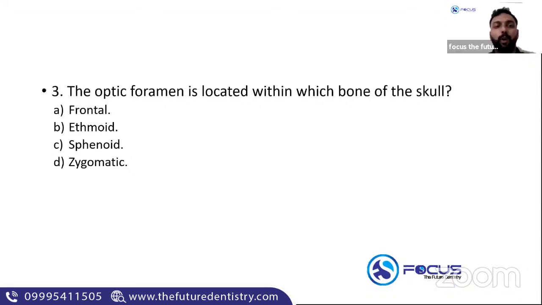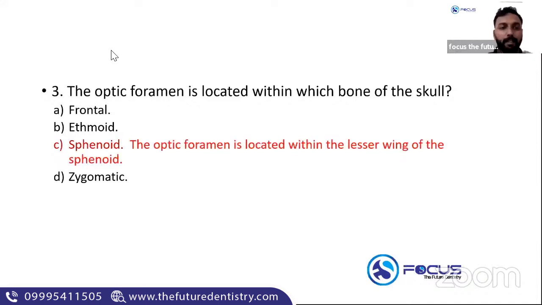Which structure goes through optic canal? Optic nerve. And one more structure which I told you. Optic nerve and some artery I said. Yes, ophthalmic artery. Very good. Excellent. So optic foramen is located within the lesser wing of sphenoid. Somebody had a doubt whether it was lesser wing or greater wing. So I had explained which is the lesser wing and I had explained which is the greater wing of sphenoid.